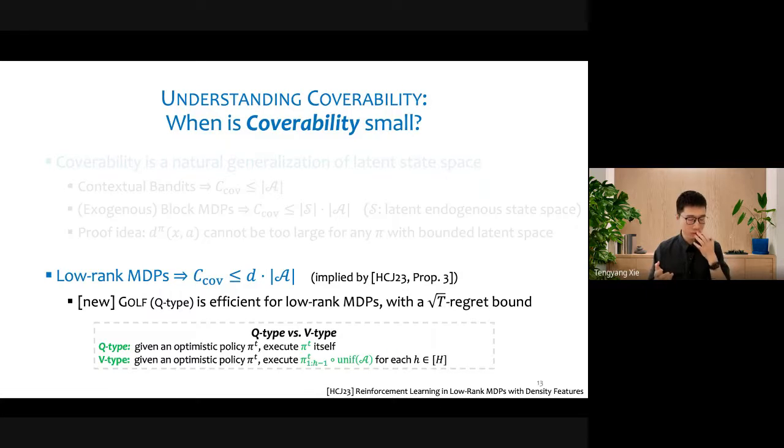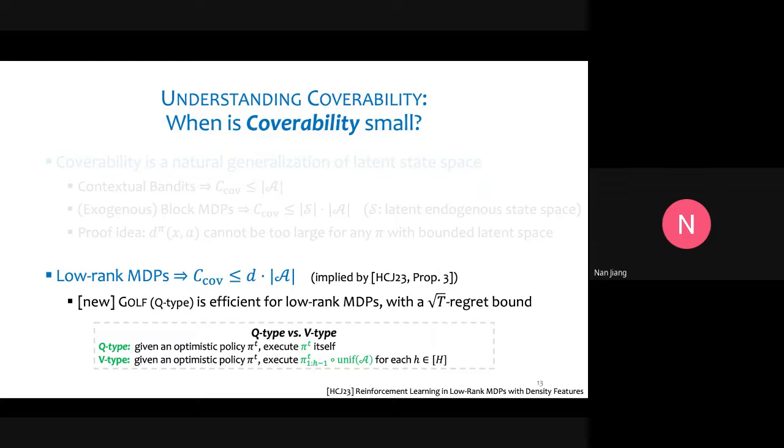And in the original GOLF paper, people only know that usually to cover the low rank style assumption, we need to use the V-type algorithm, and therefore we cannot get the regret bound of that. And by using the definition of coverability, we first know that even the Q-type GOLF can also handle low rank MDP and have root T regret. Questions?